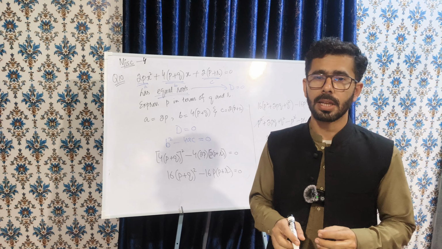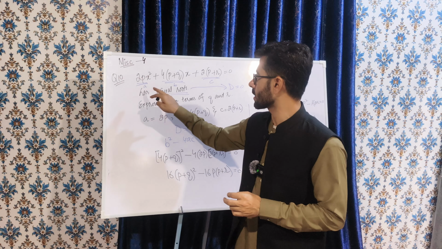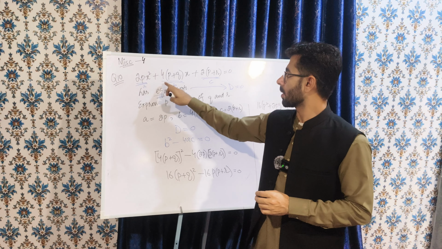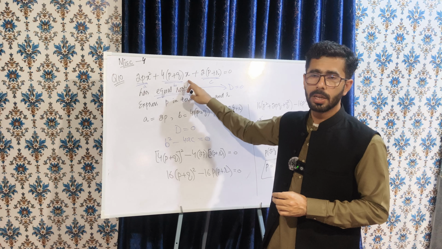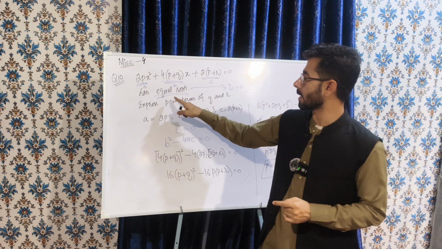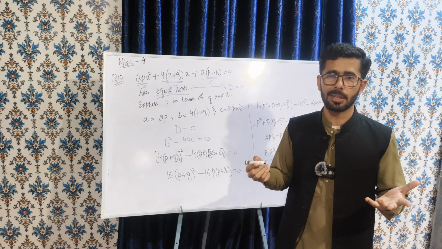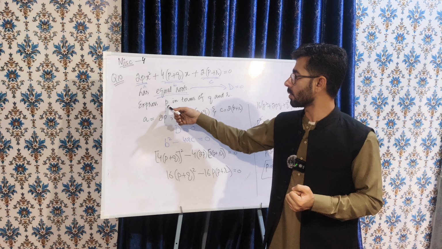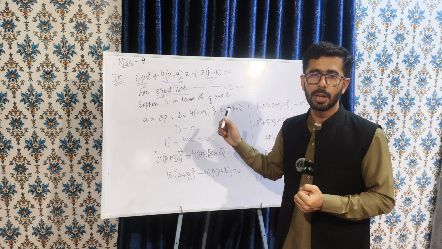Question number 10 from Miscellaneous Exercise chapter 4 asks us that this equation 2px² + 4(p + q)x + 2p + r = 0 has equal roots. We know that the discriminant should be equal to 0 in that case. They are asking to express p in terms of q and r.